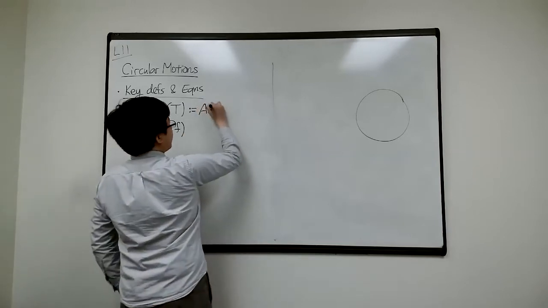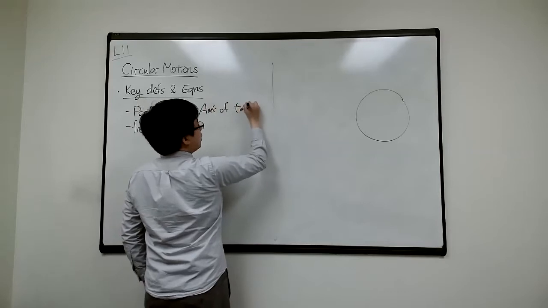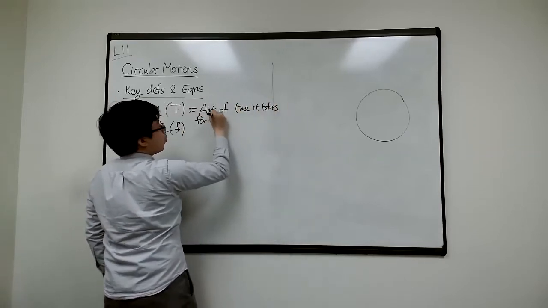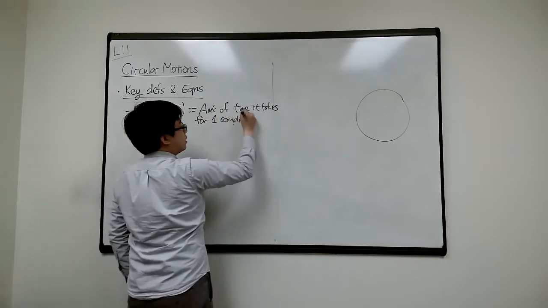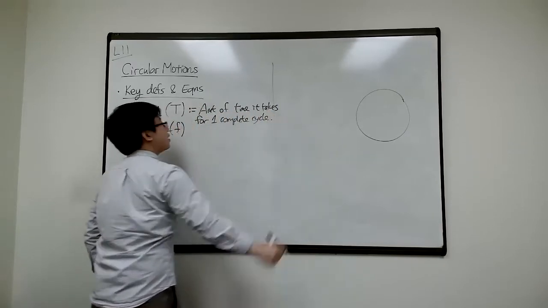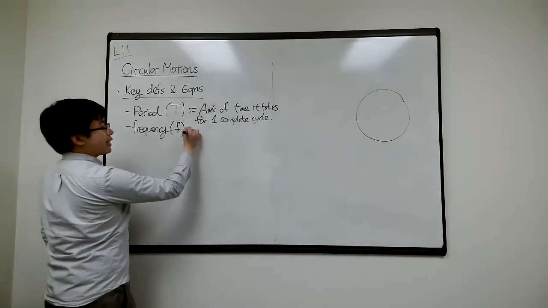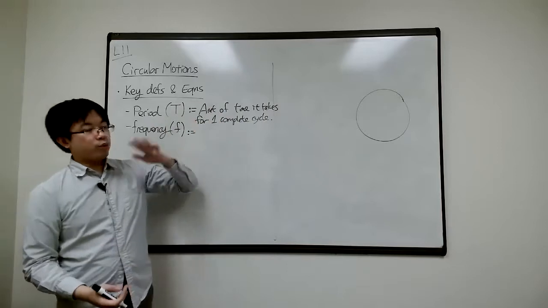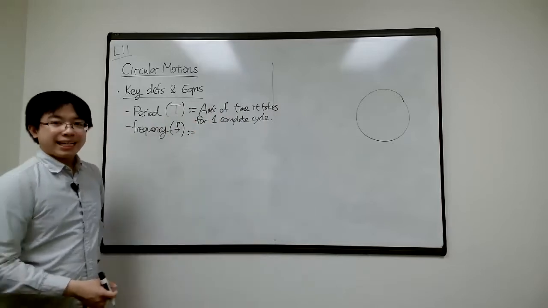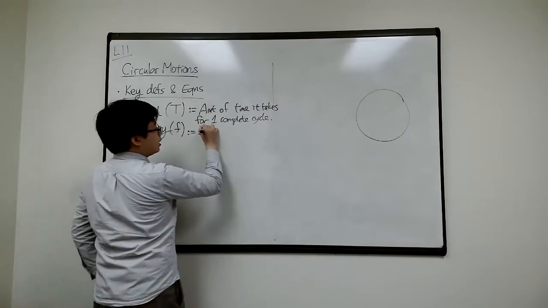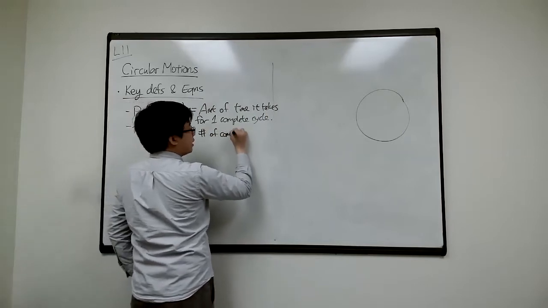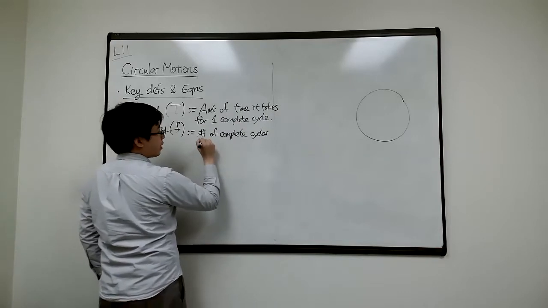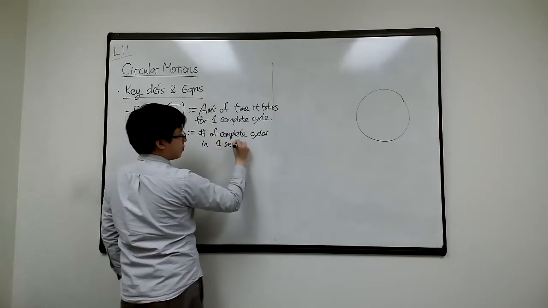Okay, it's the amount of time it takes for one complete cycle. Okay, and frequency is the number of cycles you will go in 1 second. Okay, it's the number of complete cycles in 1 second.